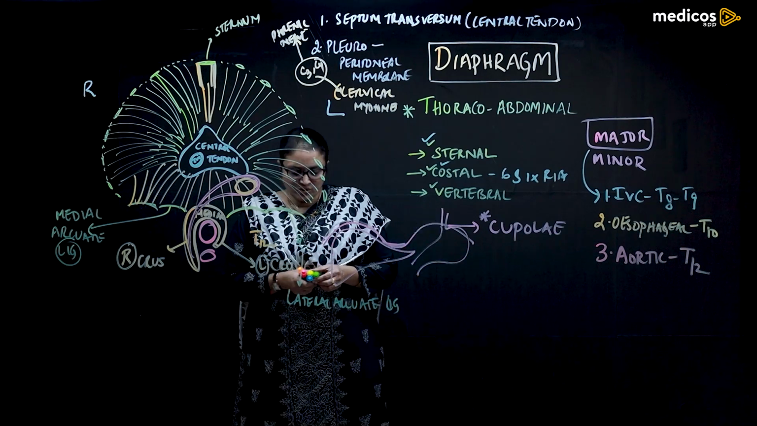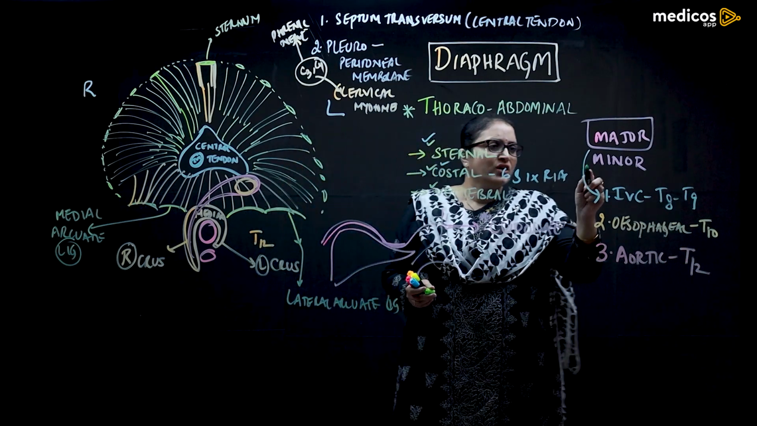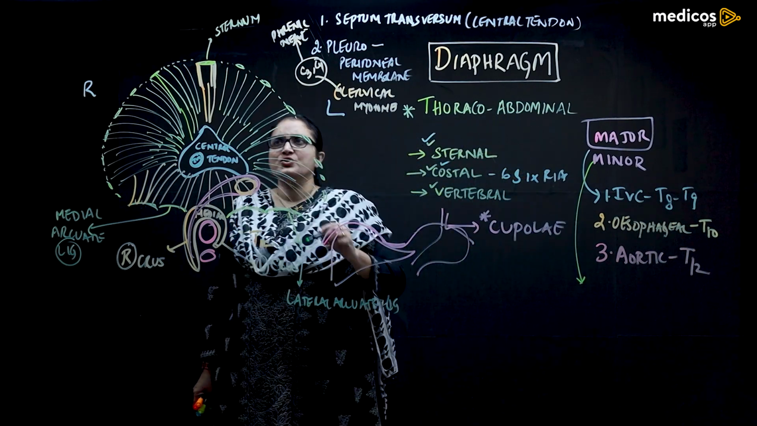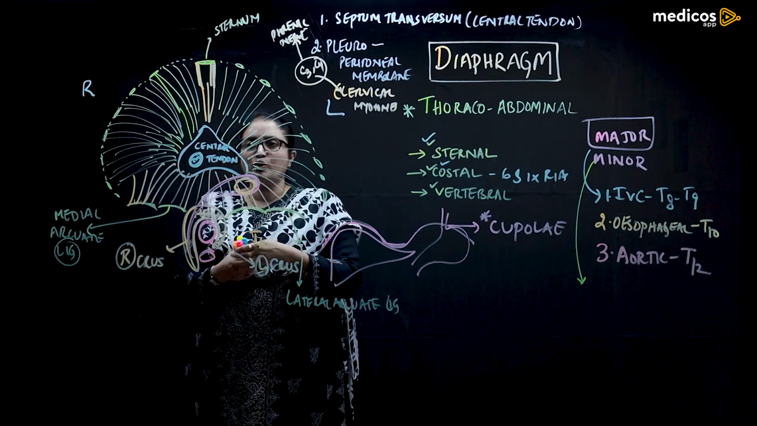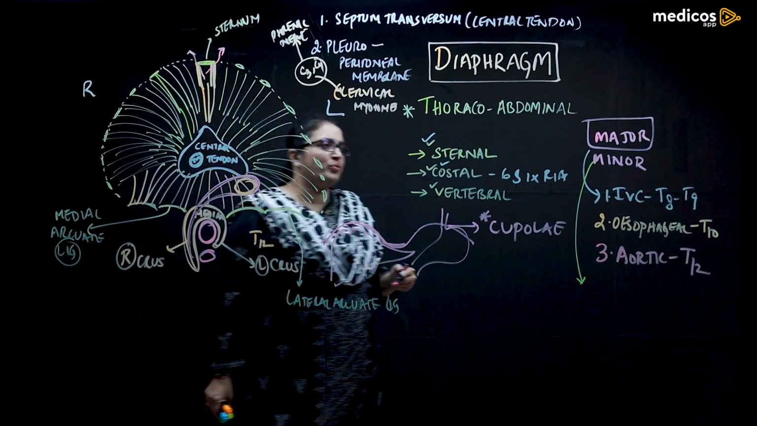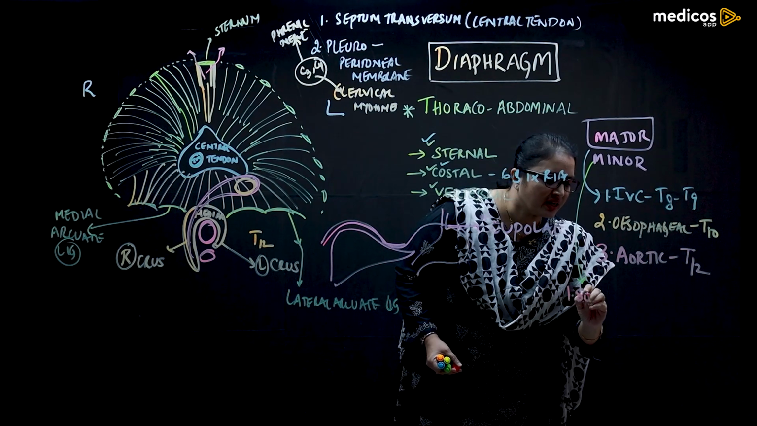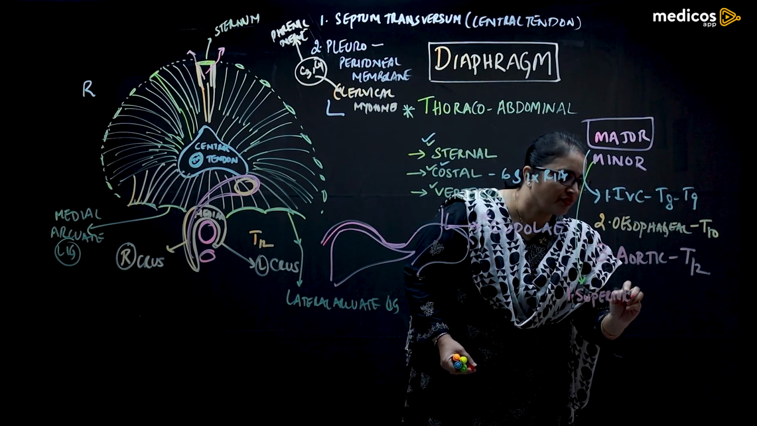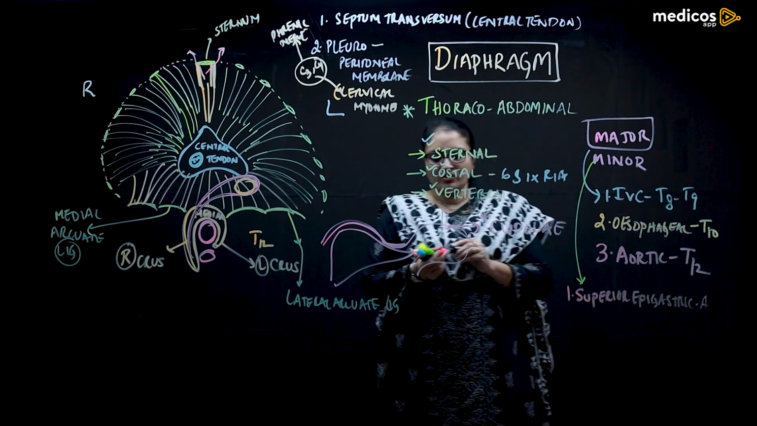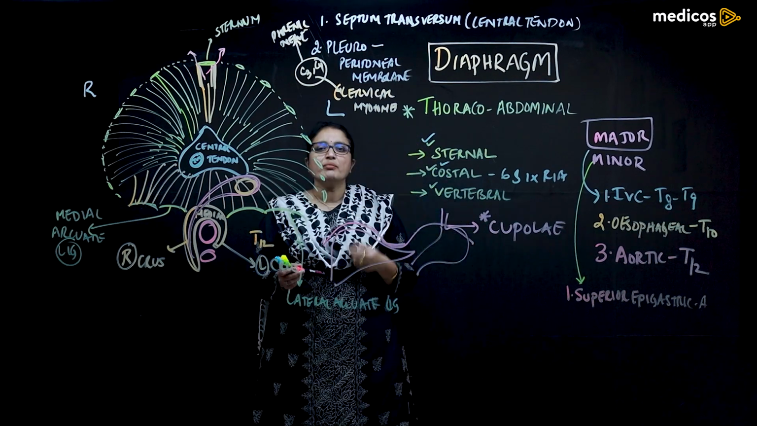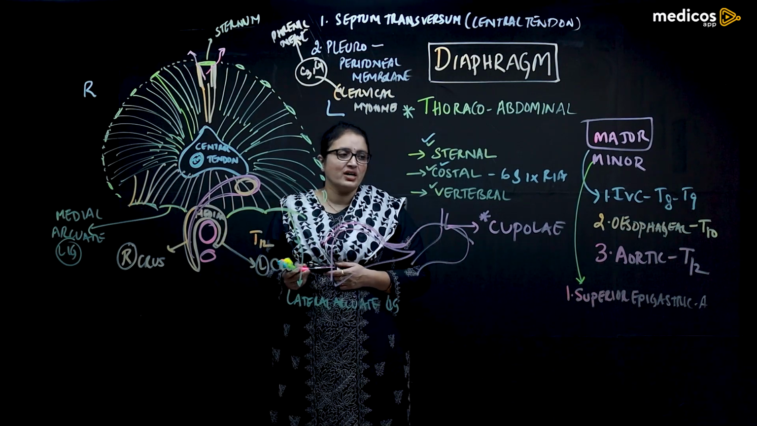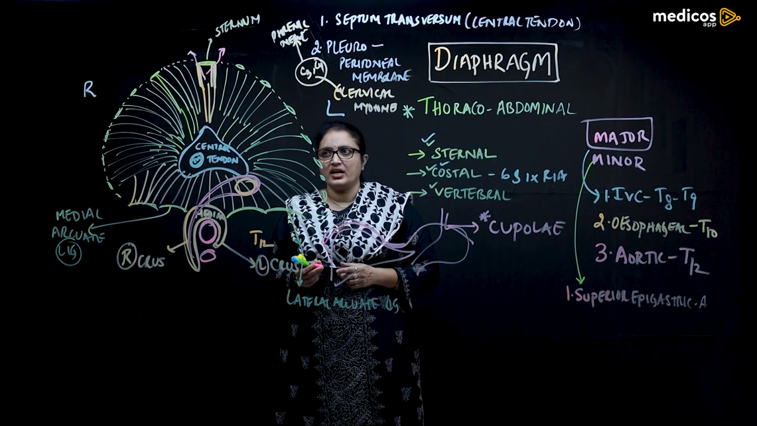Now, some of the minor openings you need to appreciate are at the sternal origins. There are minute openings for the passage of the superior epigastric arteries. If you remember, the superior epigastric artery is one of the terminal branches of the internal mammary or internal thoracic artery, which reaches the rectus sheath to anastomose with the inferior epigastric artery.